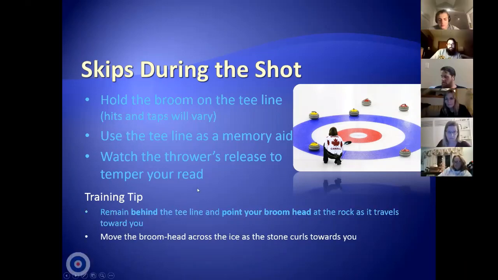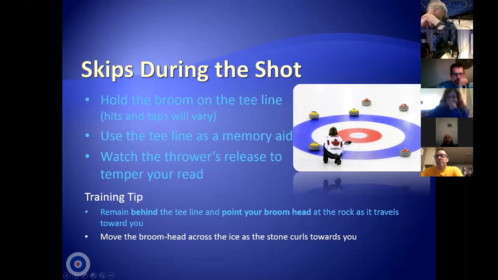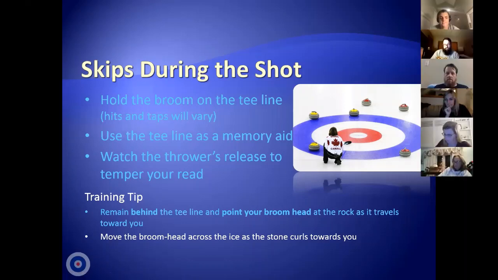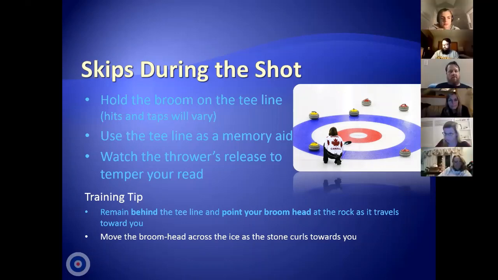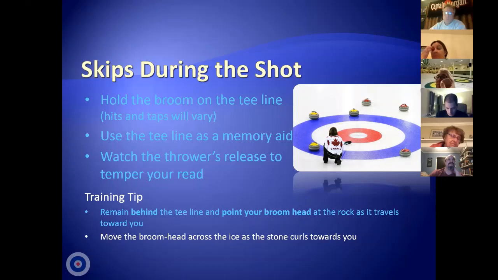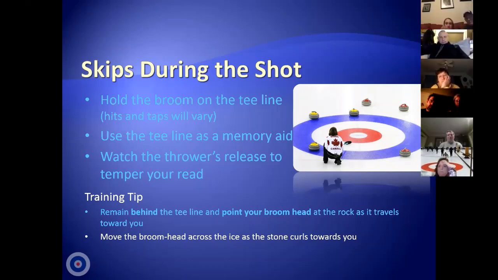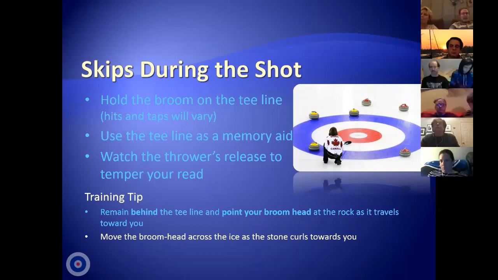Then, once they release, move the broom head across the ice as the stone curls towards you. More specifically, move your eye across the ice as the stone curls towards you. Immediately after they've released and after you've determined whether the stone is wide, narrow, or on broom, step to the point where you anticipate the stone coming to. You're going to use your body as the judge. If the stone is not curling towards you as much as you thought it would, it's not going to curl as much. Or if it's coming towards your body faster than you thought it would, it might be over curling. So you're going to use that judgment.